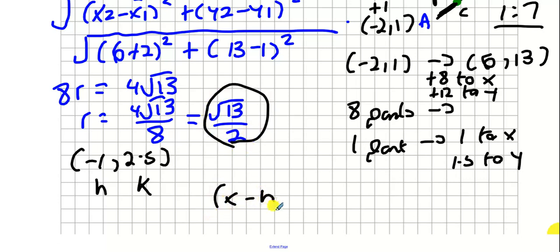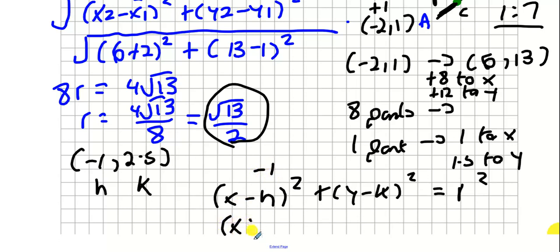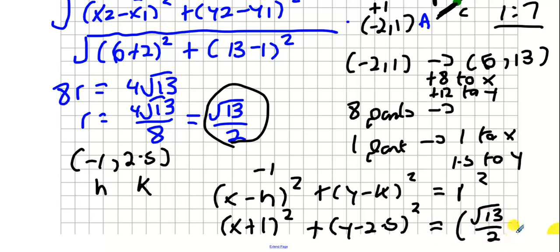So as I stated earlier, it's (x − h)² + (y − k)² = r². You don't have to multiply any of this out. So h is minus 1, minus minus 1 is a plus 1. y minus k is y minus 2.5 squared, and then r squared is root 13 over 2 squared, and I'd usually turn that into 13 over 4. You get full marks for leaving it like this according to the marking scheme. You don't even have to square it out. I always tend to square out the root 13 over 2 to get 13 over 4.